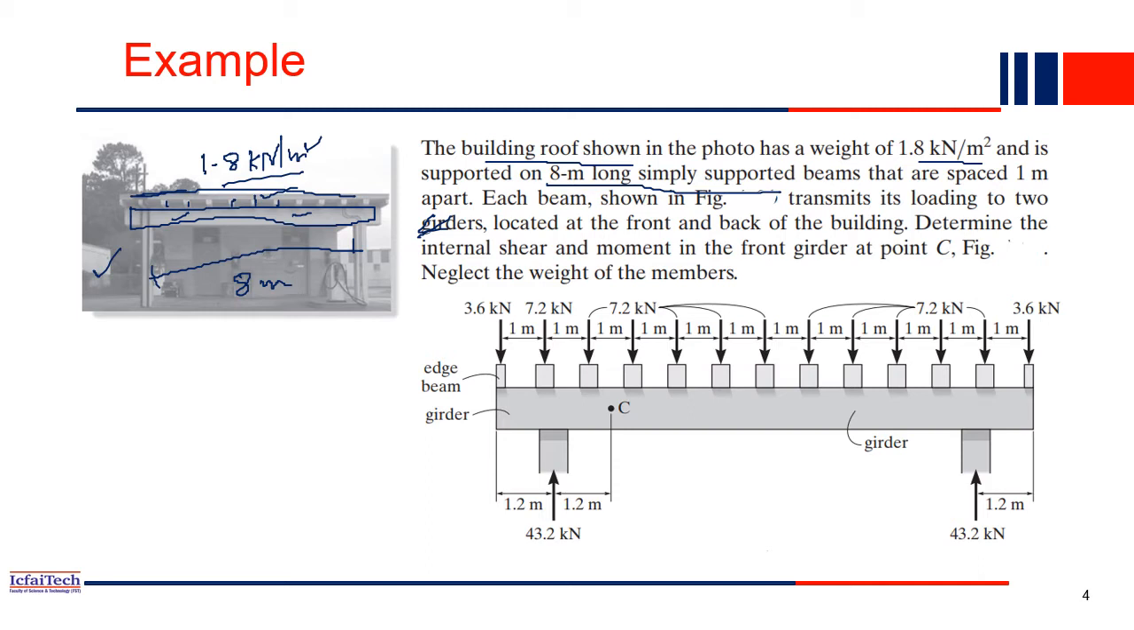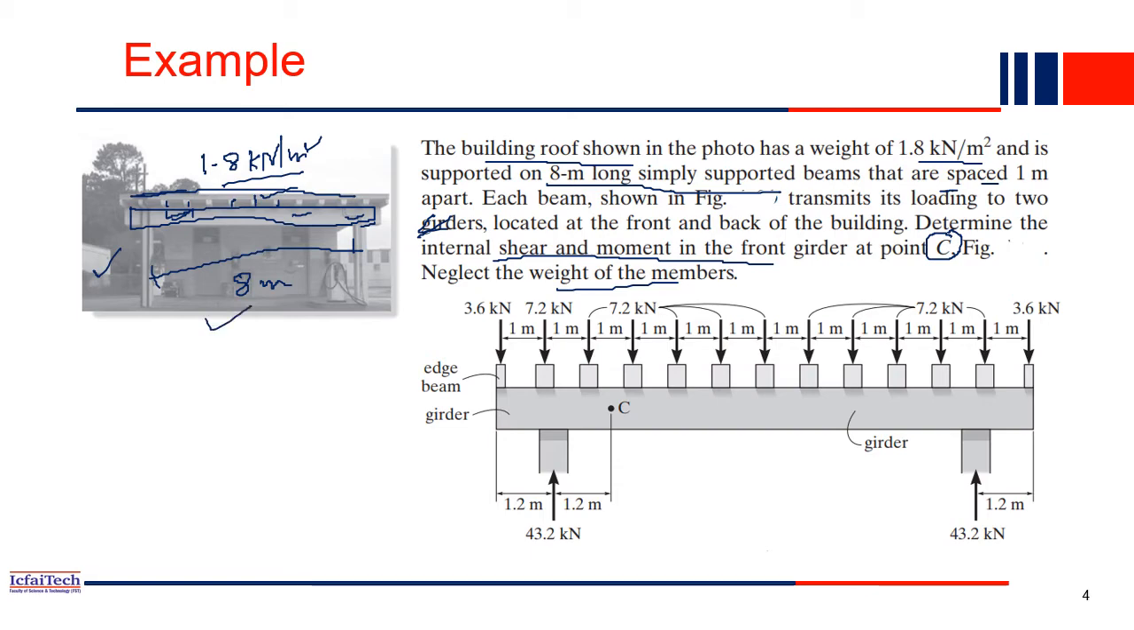Now the beams are spaced 1 meter apart. Each beam, as shown in the figure, transmits the load to the girder. Determine the internal shear force and the bending moment in the front girder at point C shown in the figure. Neglect the weight of the member.